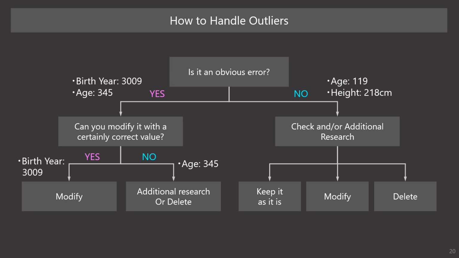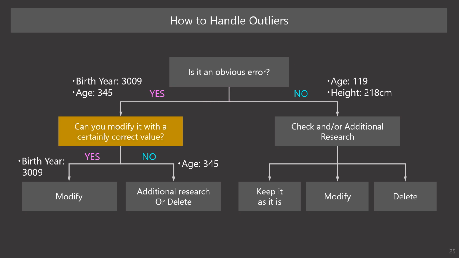This chart shows how to handle outliers. First, we need to consider, is it an obvious error? For example, a person was born in 3009. It is an obvious mistake because we are in the 21st century. And a person is 345 years old. It is an obvious error because we have not seen such people. These cases are obvious errors, so we go in the left direction.